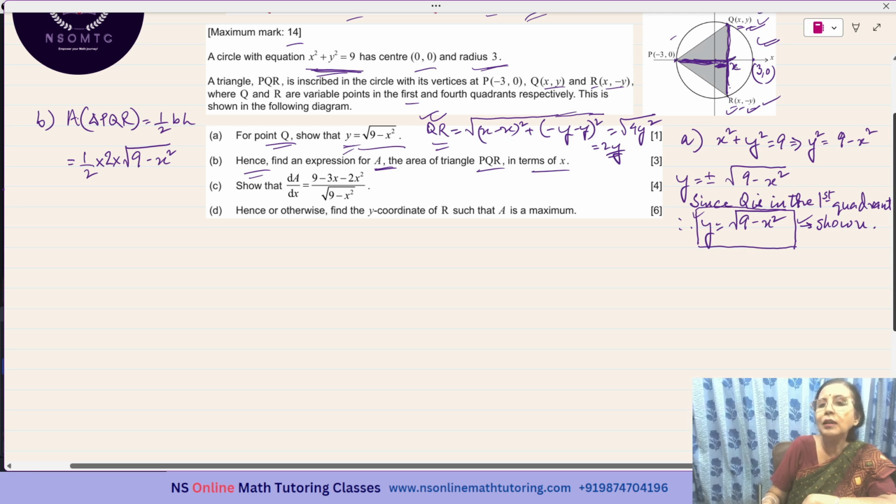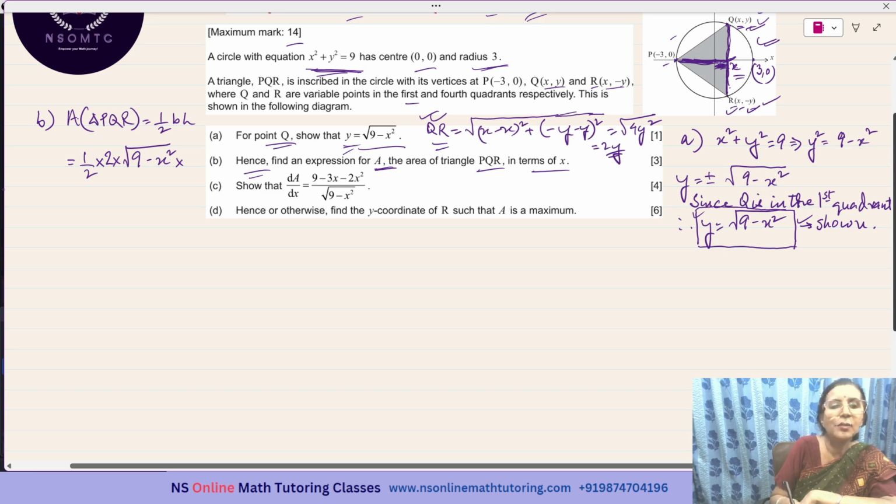So the whole line will have a length of 3. It is not minus 3. Minus 3 is the coordinate, but the length is 3 up to the center. And from the center to this line, the base, it is in fact x. So the length of the height is 3 plus x.